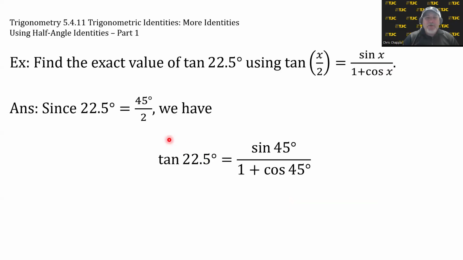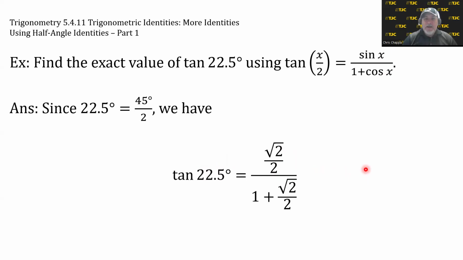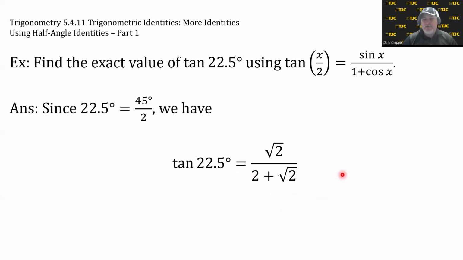All right, so we need to view 22.5 degrees as half of an angle. That's half of 45 degrees. So using this half angle formula, tangent of 22.5 degrees is sine of 45 degrees over 1 plus cosine of 45 degrees. Of course, we know both of those. Both of those are square root of 2 over 2. And we have little fractions inside of big fractions, so we'll resort to multiplying both sides of the big fraction by the common denominator of the little fractions, which is 2. So times 2 on both sides.